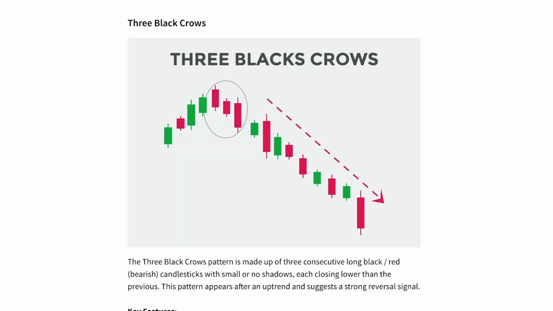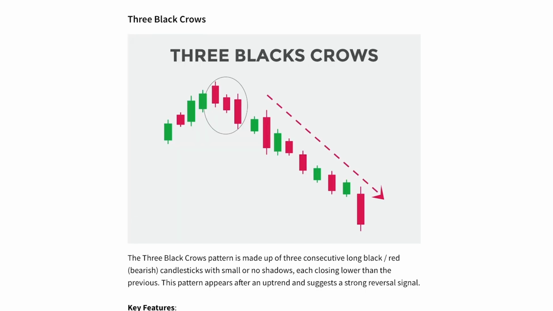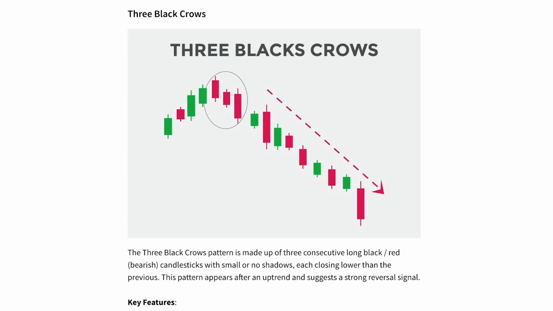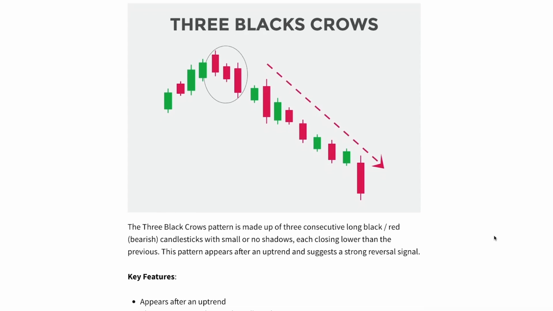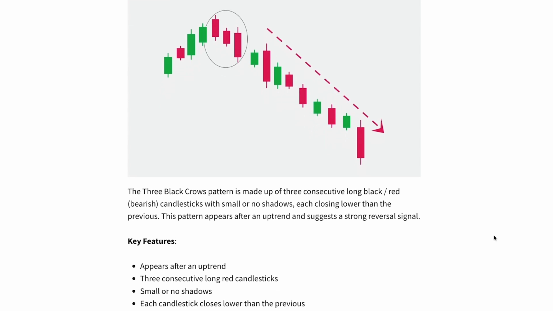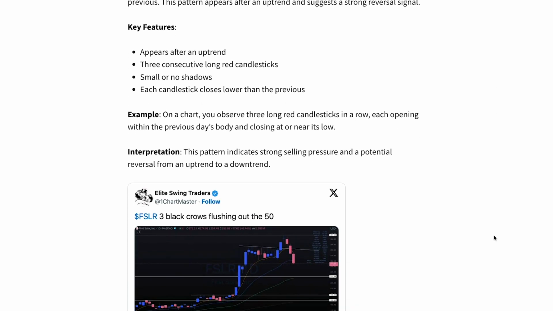So the next one on our list is the three black crows. Similar to the three white soldiers, we've got three candlesticks in a row, lower lows, bearish candlesticks, made up of three consecutive long black or red candlesticks. This pattern appears after an uptrend, suggesting a strong reversal pattern. So it's basically the opposite of the three white soldiers.